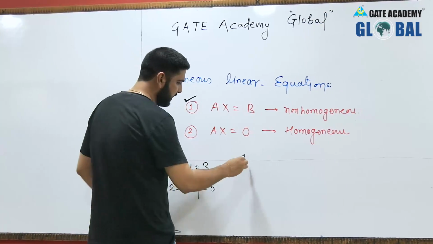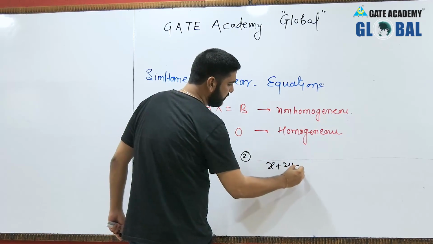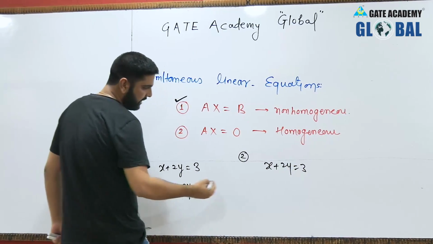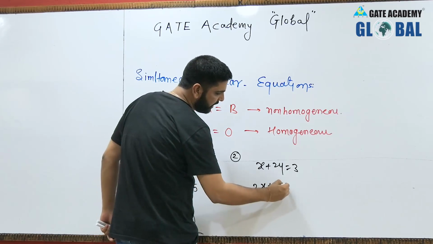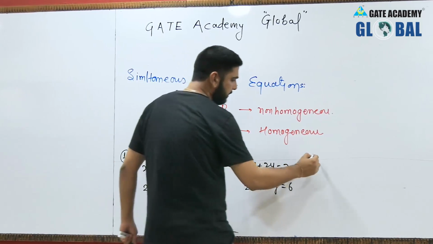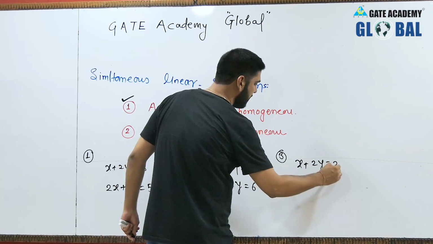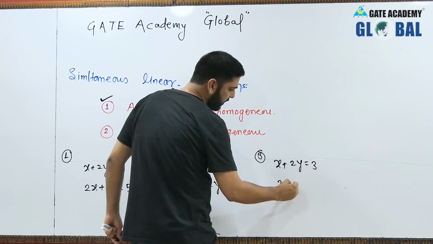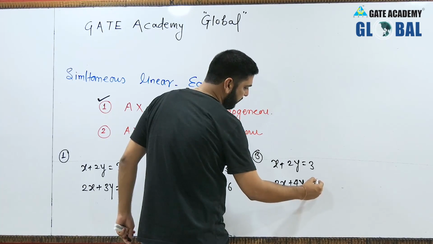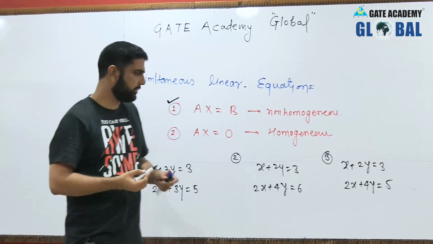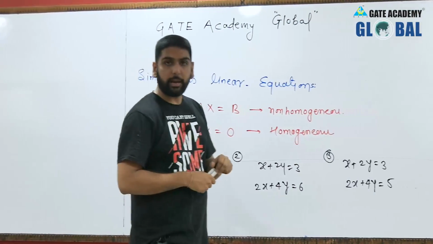Now in set 2, the first equation is the same, x plus 2y is equal to 3, and let us change the other equation: 2x plus 4y is equal to 6. In number 3, the first equation is exactly the same, and the other equation is 2x plus 4y is equal to, let us suppose, 5 or 4 or something. So here we have three sets of linear simultaneous equations.